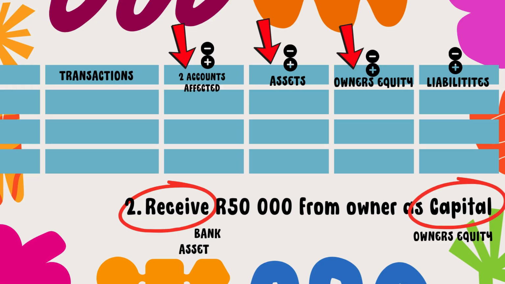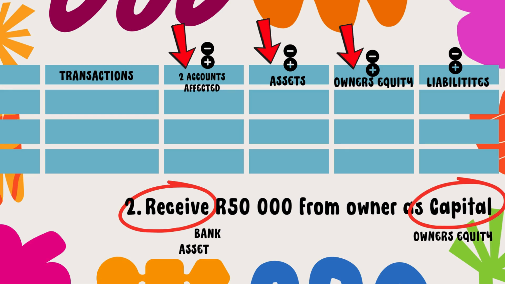You receive 50,000 Rand from owner as capital. Okay, so you being the owner, receive 50,000 Rand from yourself as capital. What are the two accounts affected? Remember, always, always bank. Always. But now what do you see there? It says receive. So is money going into your bank? Yes, it is. So receive, great.